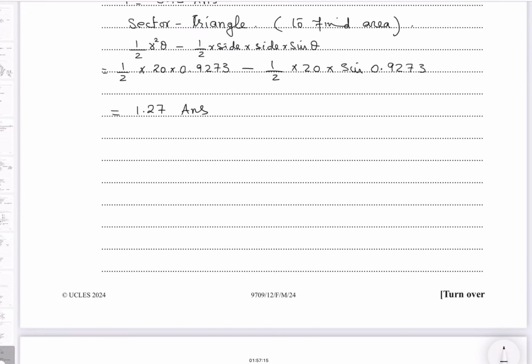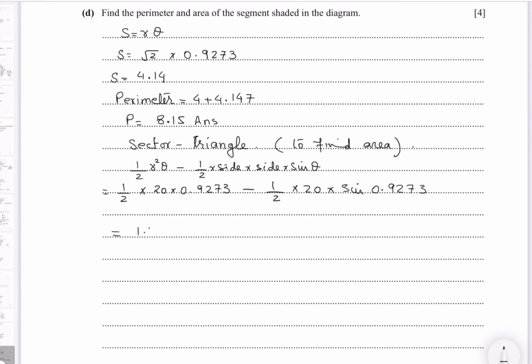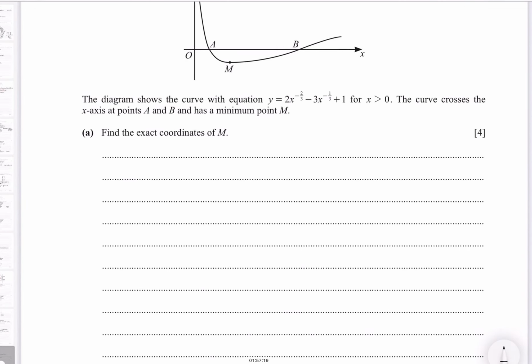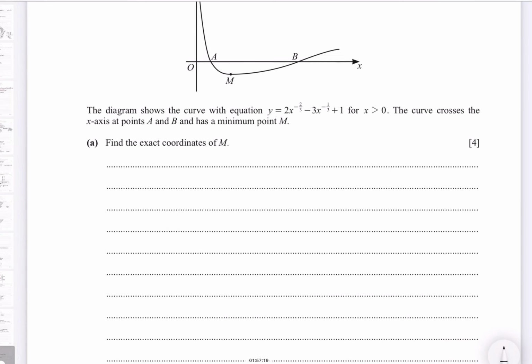For question number 11, you have this diagram, and it says the diagram shows a curve with equation y is equal to 2x to the power minus 2 by 3 minus 3x to the power 1 over 3 plus 1 for x greater than 0. The curve crosses the x-axis at points A and B and has a minimum point M. Find the exact coordinates of M. 4 marks question.